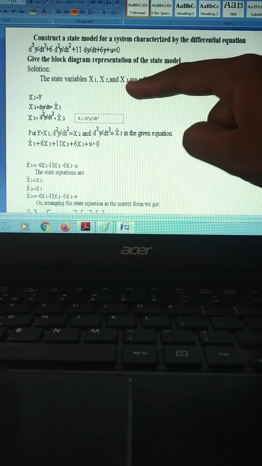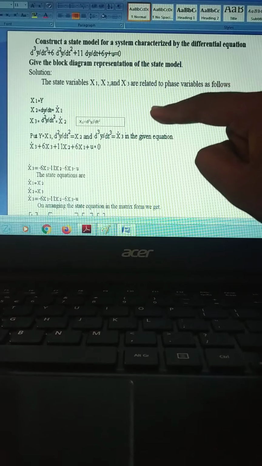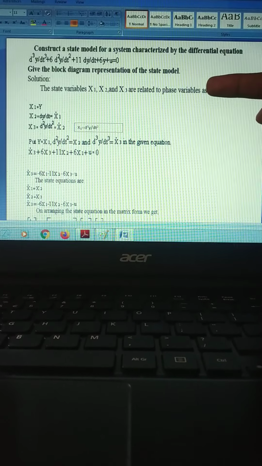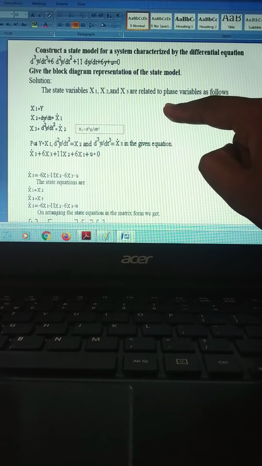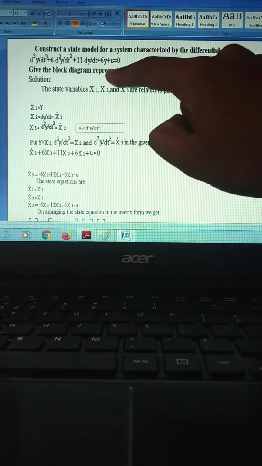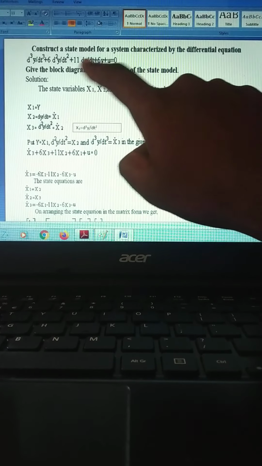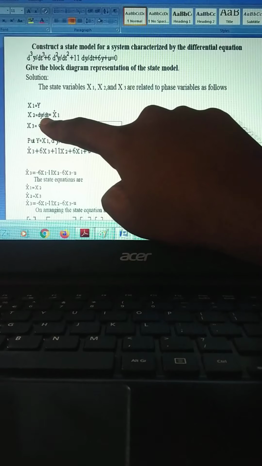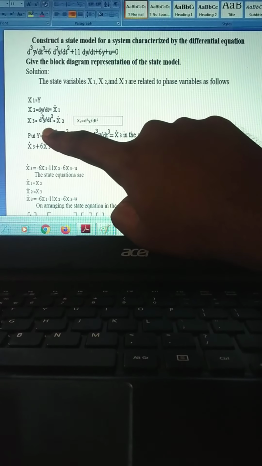Here we take the state variables x1, x2 and x3. These are our own state variables, chosen from our own interest, related to phase variables. The output is first taken as x1 is equal to y, so x2 is equal to dy by dt and x3 is equal to d square y by dt square.